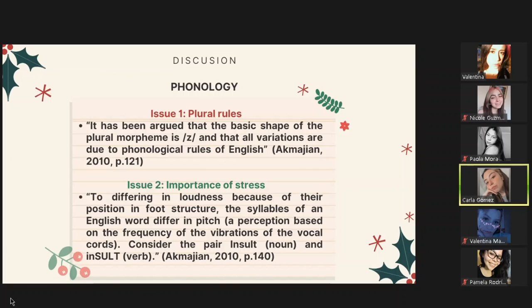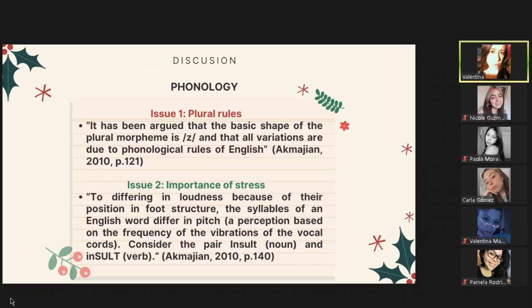The second issue is about the importance of stress. The syllables of an English word differ in loudness because of their position in foot structure, and they differ in pitch, a perception based on the frequency of the vibrations of the vocal cords. Consider the pair insult, noun, and insult, verb. It is important to learn about this rule since it is going to help students to be more fluent in the language.